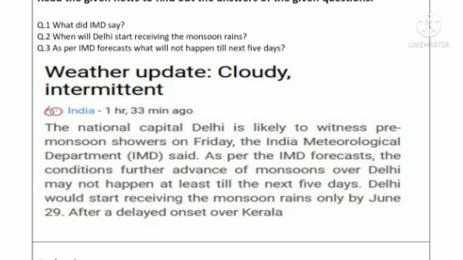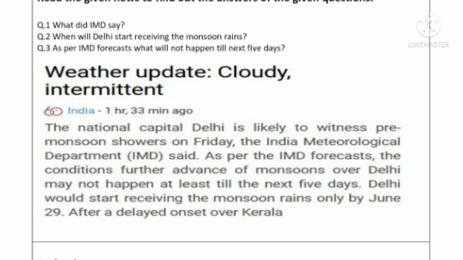Then the extension activity. It's a short news item. Weather update: cloudy, intermittent. The national capital Delhi is likely to witness pre-monsoon showers on Friday. The India Meteorological Department, IMD, said that as per the IMD forecasts, further advance of monsoons over Delhi may not happen at least till the next 5 days. Delhi would start receiving the monsoon rains only by June 29 after a delayed onset over Kerala.